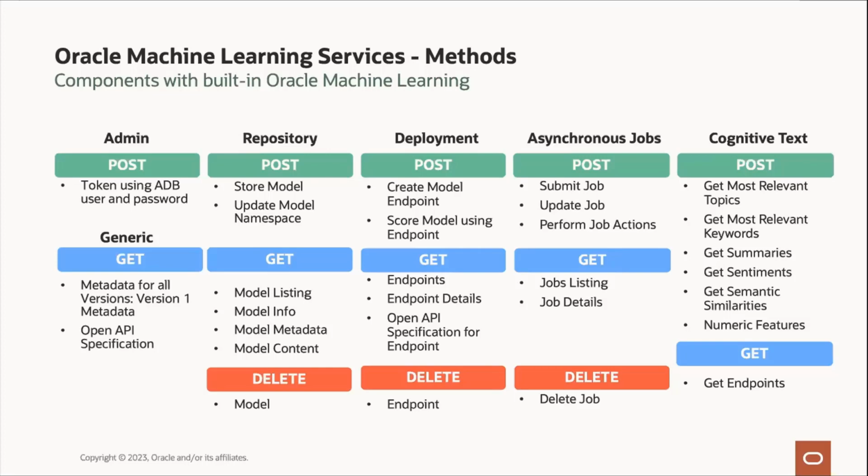You have your repository requests, which include storing models, updating your model namespaces, deployment requests for creating endpoints, and scoring those models on those endpoints. With your asynchronous jobs, this is where your batch scoring happens. You can create asynchronous jobs for batch scoring, as well as model and data monitoring, which we just talked about. And then you have your cognitive text functionalities.